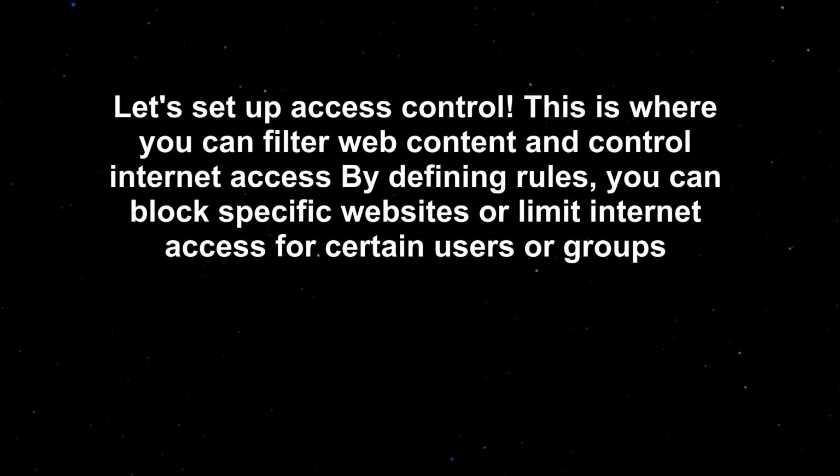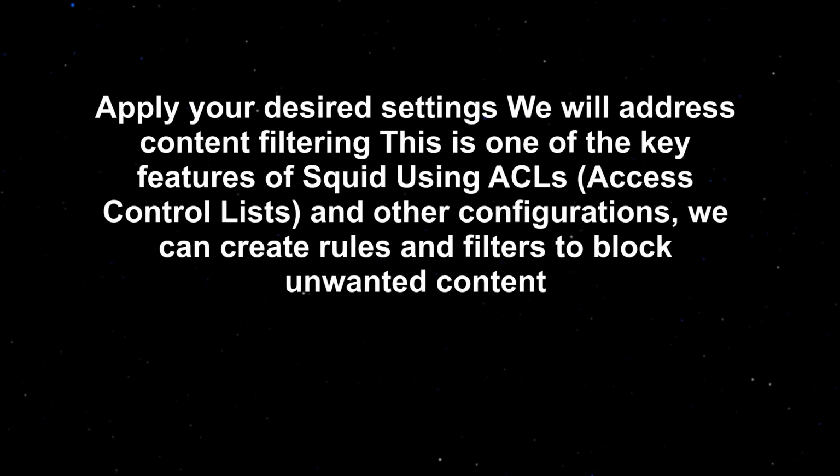Let's set up access control. This is where you can filter web content and control internet access. By defining rules, you can block specific websites or limit internet access for certain users or groups. Apply your desired settings. We will address content filtering.